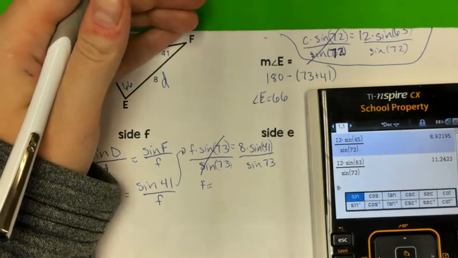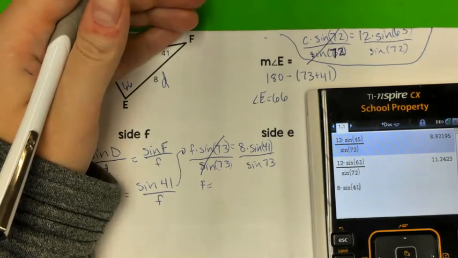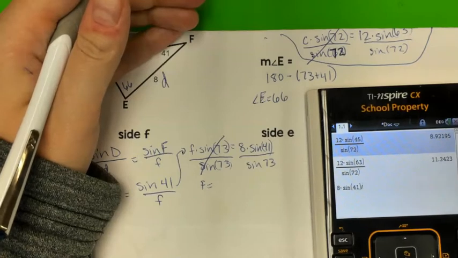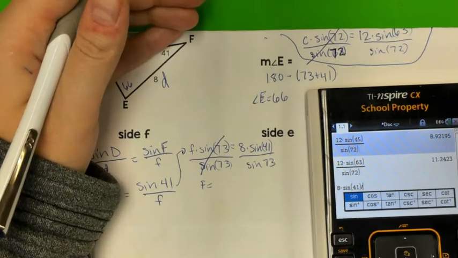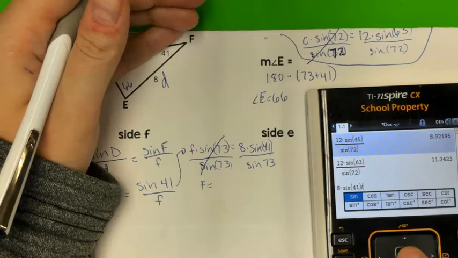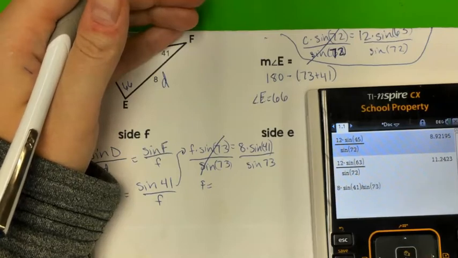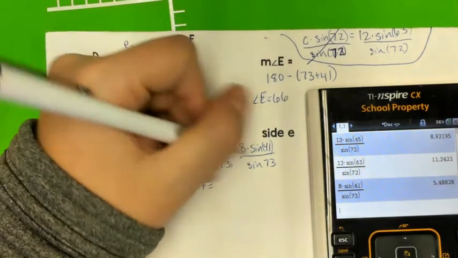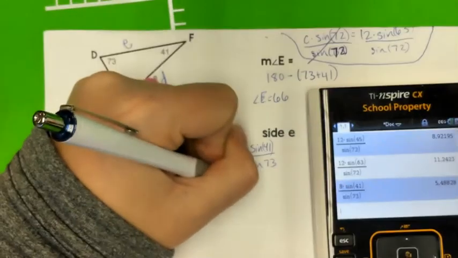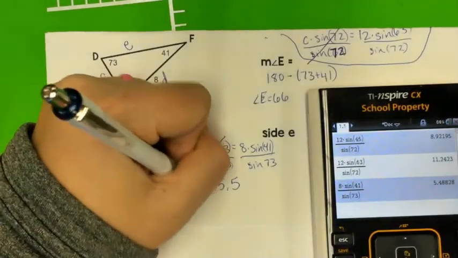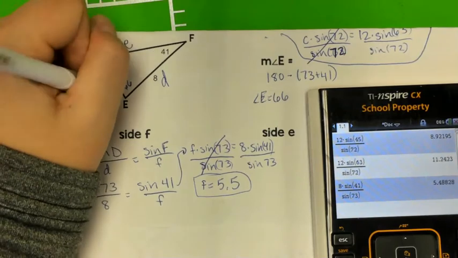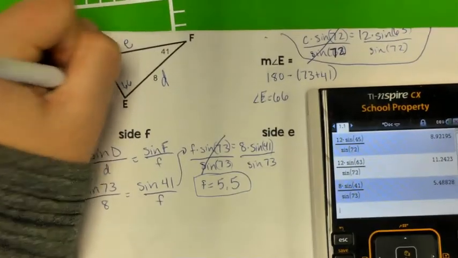8 times sine of 41, close parentheses, divided by sine of 73. It's going to be 5.5. And that's about what F equals, is 5.5. The last one is side E.